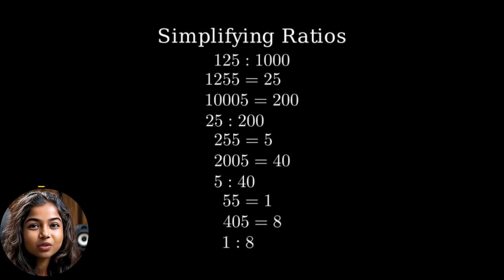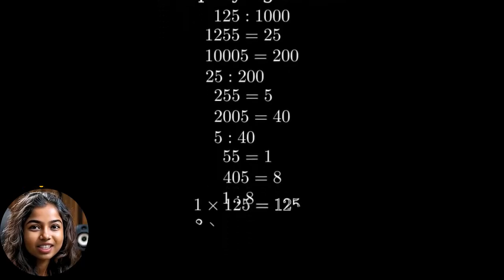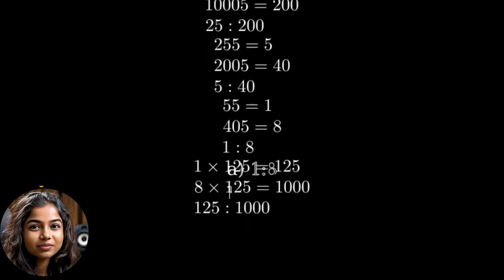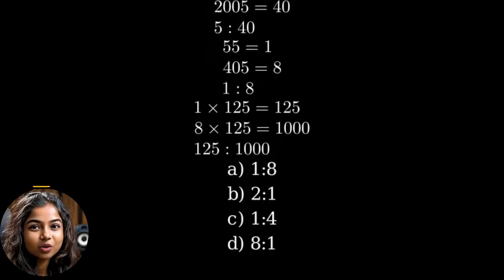One more time, we can divide both numbers by 5. Now we have our simplified ratio, 1 to 8. Let's verify this is correct by showing that 125 to 1,000 is equivalent to 1 to 8. If we multiply both parts of our ratio by 125, we get 125 to 1,000. Now let's look at our options. A. 1 to 8, B. 2 to 1, C. 1 to 4, or D. 8 to 1. Since we found that 125 to 1,000 simplifies to 1 to 8, option A is correct.